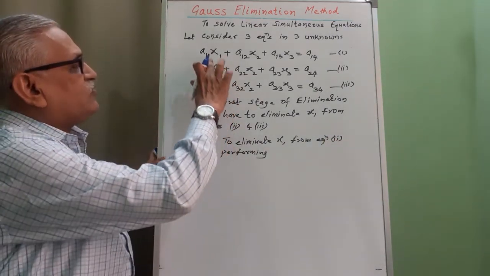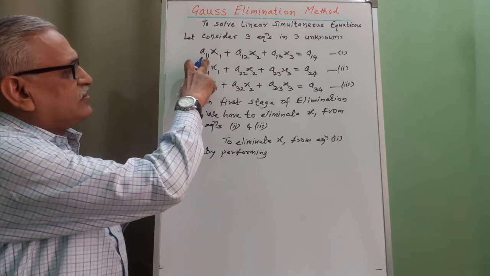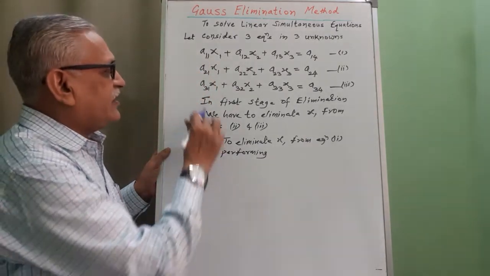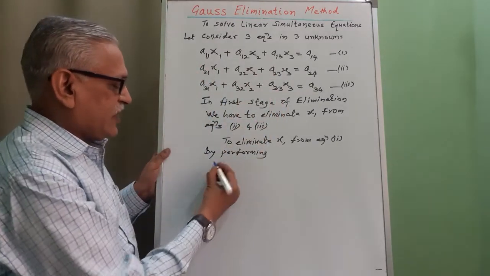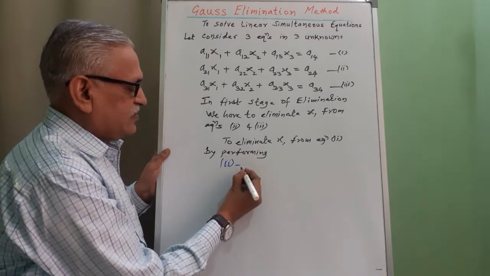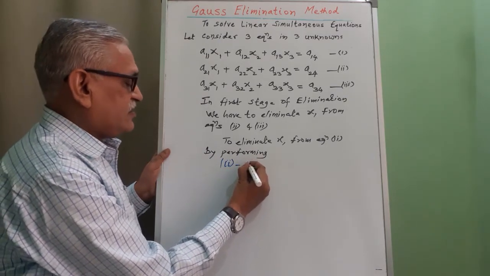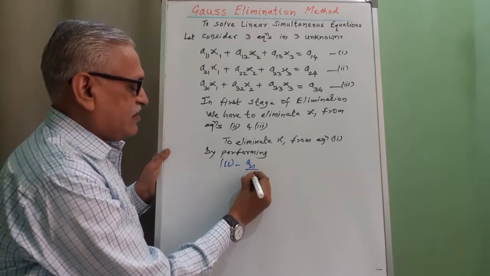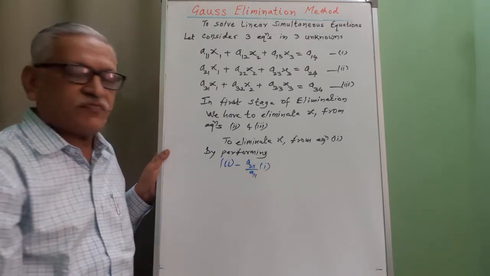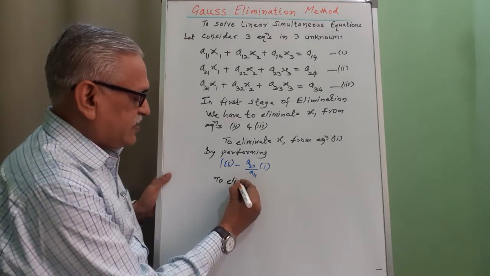multiply this equation 1 by the ratio a21 by a11 and then subtract it from equation 2, that is equation 2 minus that multiplying factor a21 by a11 into first equation.